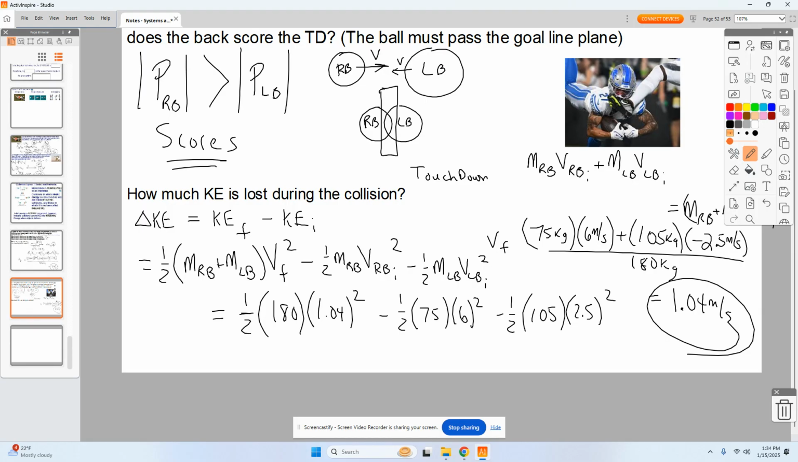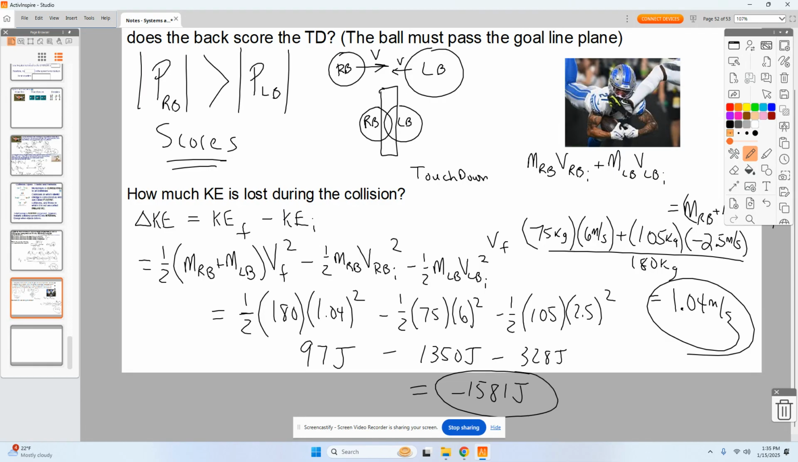After the collision, I only have about 97 joules remaining. Before the collision, let's do the before. 0.5 times 75 times 6 squared. The running back had 1,350 joules before he collided, so he's got a lot of energy there. The linebacker, 0.5 times 105 times 2.5 squared, 328 joules. When I'm all done, 97 minus 1350 minus 328, we have a loss of about 1,581 joules.